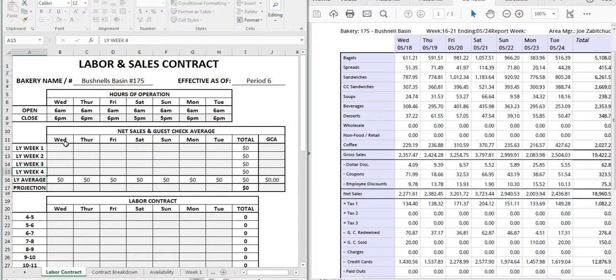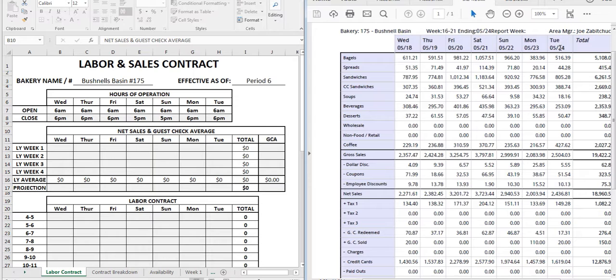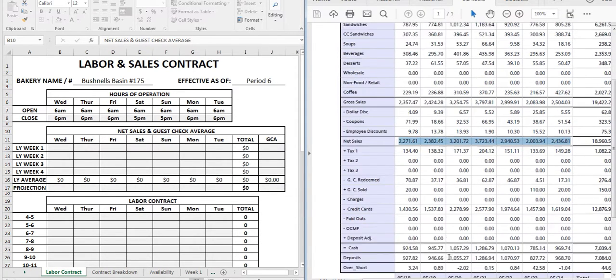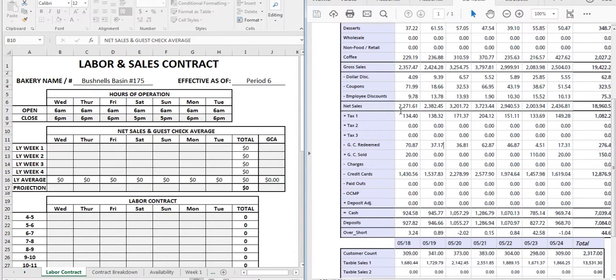And what we need to do is figure out the net sales and guest check average. So the information you're going to need off of these sales detail reports, in this case week 1, is your net sales for each individual day, along with, we'll get to it, your customer count for the week. One note: when you're inputting these numbers off of your sales details, you're writing them in exactly how they appear on your sales detail.